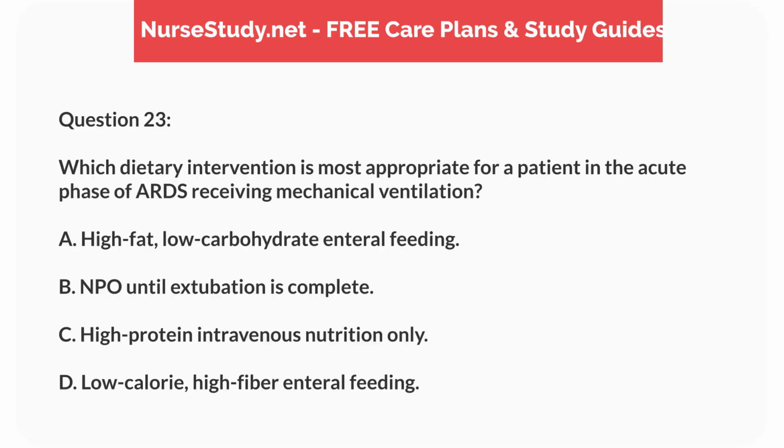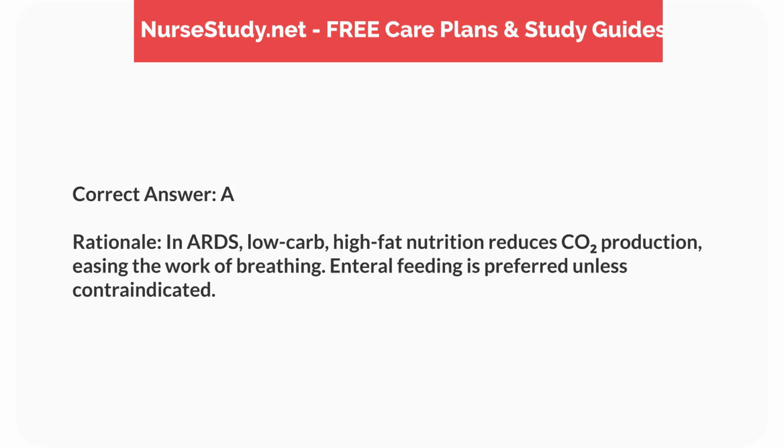Question 23. Which dietary intervention is most appropriate for a patient in the acute phase of ARDS receiving mechanical ventilation? A. High-fat, low-carbohydrate enteral feeding. B. NPO until extubation is complete. C. High-protein intravenous nutrition only. D. Low-calorie, high-fiber enteral feeding. Correct answer, A. Rationale: in ARDS, low-carb, high-fat nutrition reduces CO2 production, easing the work of breathing. Enteral feeding is preferred unless contraindicated.